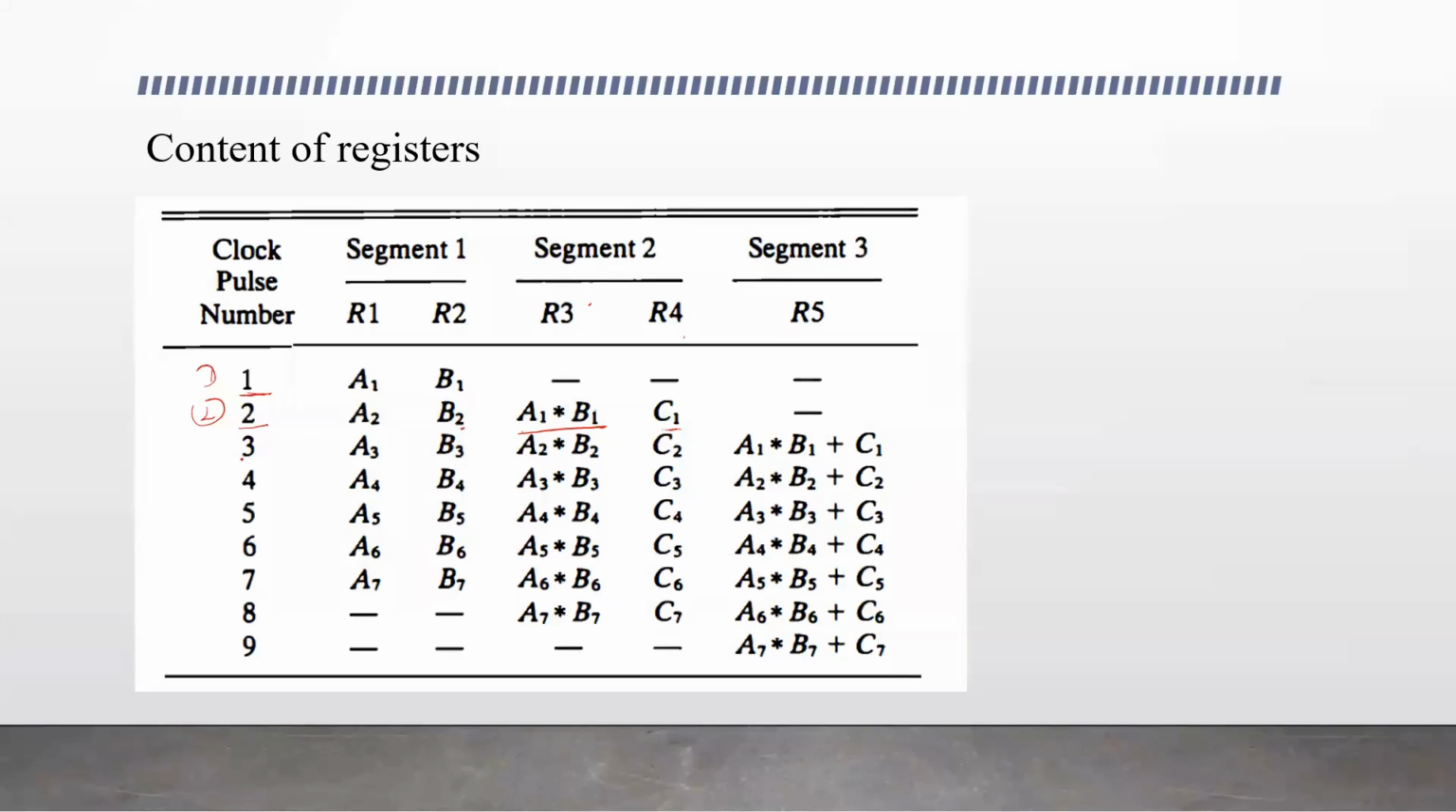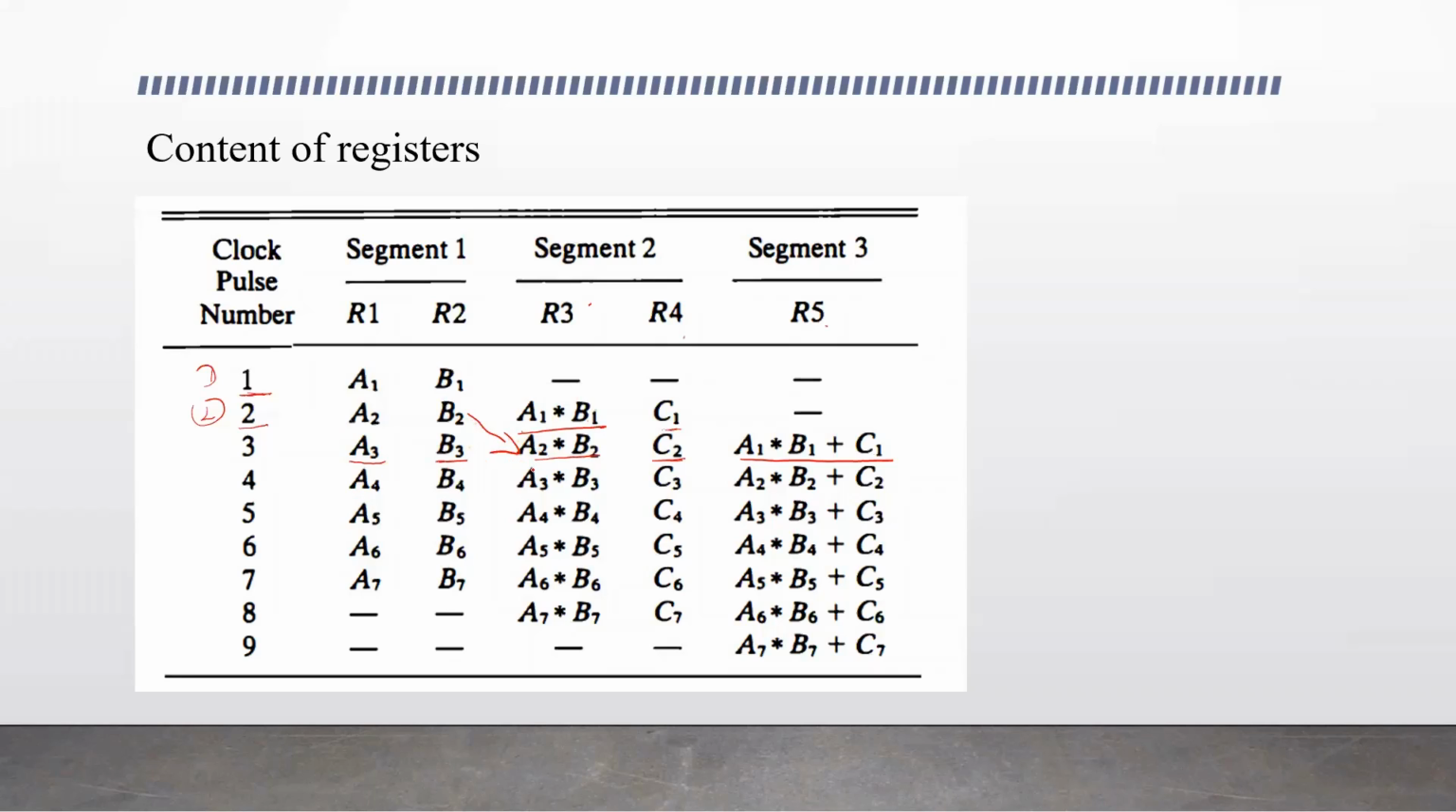During the third clock cycle, what we have in R3 is A1 into B1, and what we have in R4 is C1, which are added. So this operation is done: A1 star B1 plus C1. Now as the result is moved to R5, R3 can be loaded with the multiplication of A2 into B2, and at the same time C2 is loaded into R4. As A2 and B2 are multiplied and moved to R3, A3 and B3 are loaded into R1 and R2.